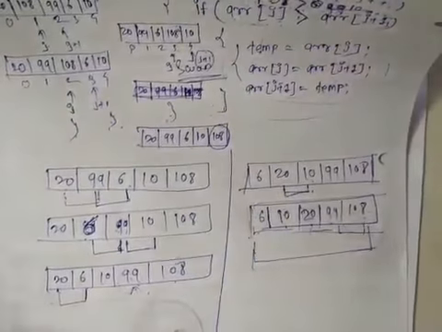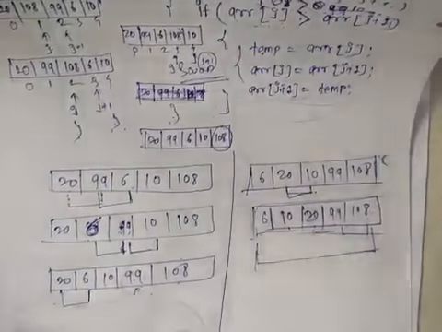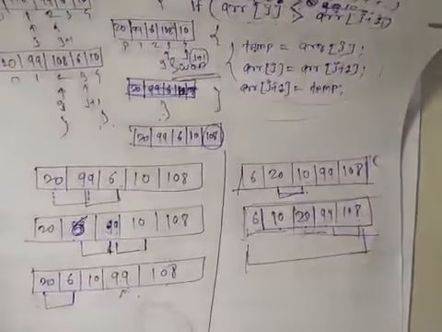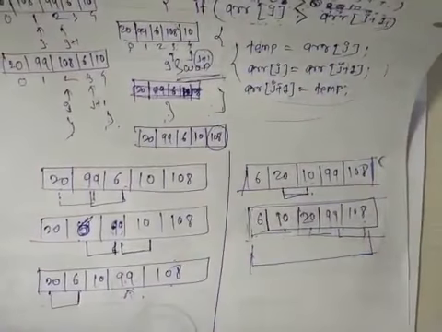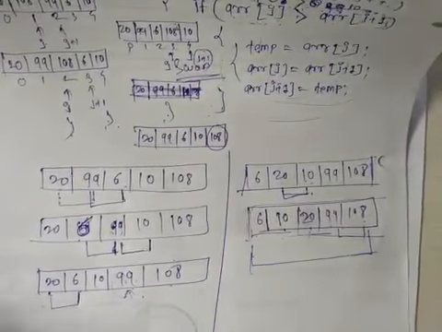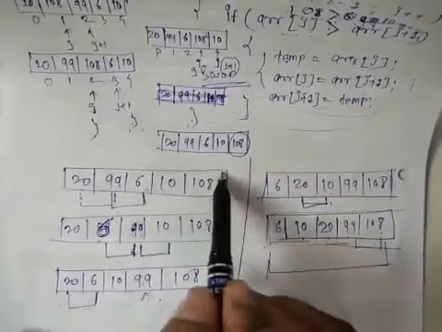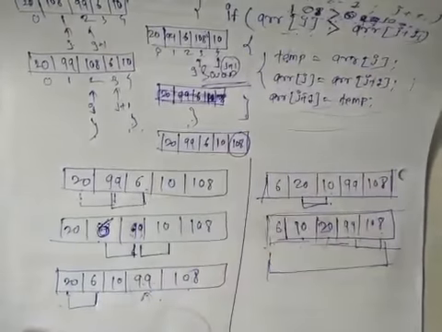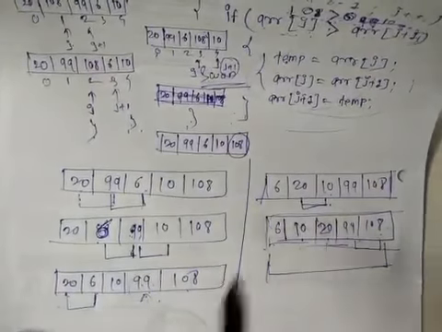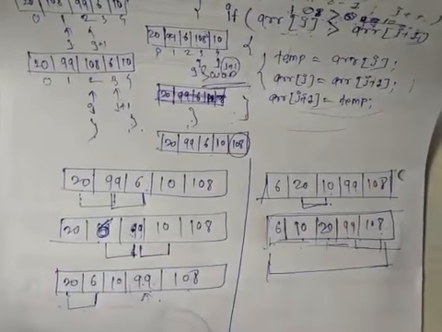In your final examination, there may be a question: write and explain the algorithm for bubble sort, with an example. So you may write this algorithm step by step with justification. So this is what a bubble sort algorithm is.